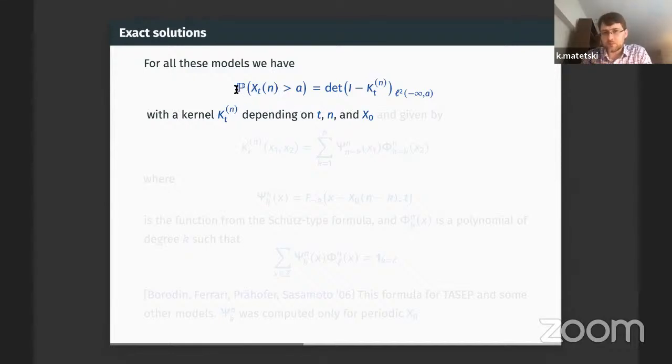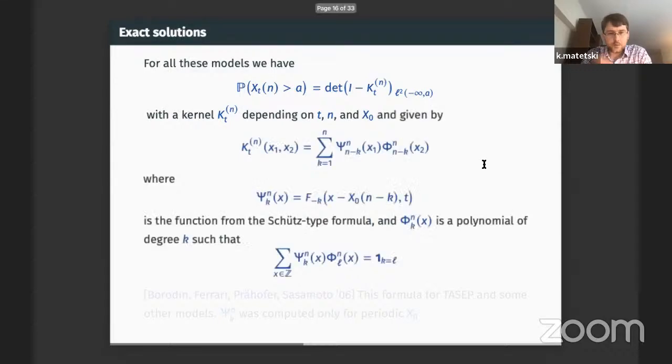For all these models, the one-point distribution function is given in the form of a Fredholm determinant, where the kernel inside the Fredholm determinant depends on the parameters on the left. It depends on t, the time variable, the number of the particle, and x naught, which is the initial configuration of particles at time zero. What is special is that we know the structure of this kernel in the determinant.